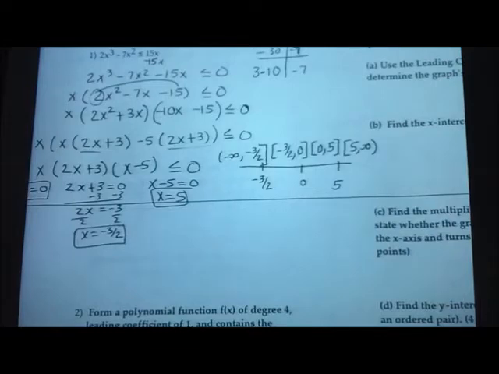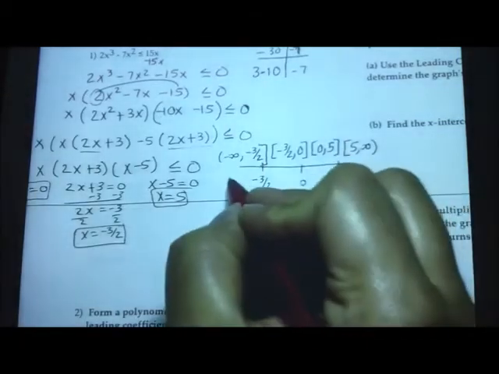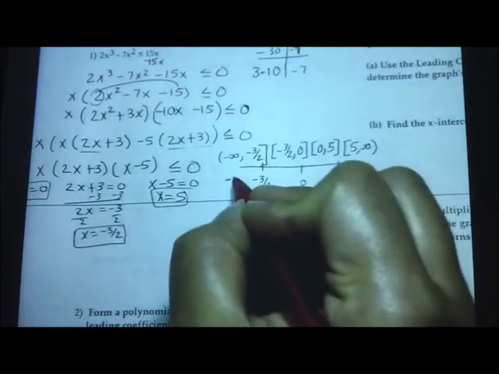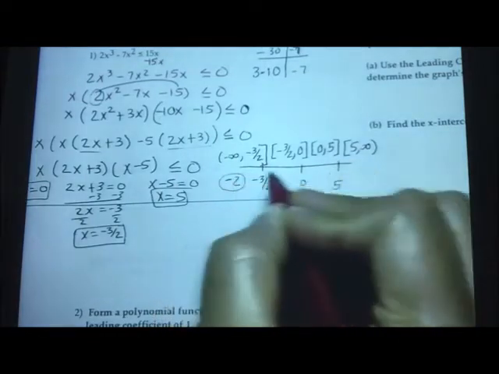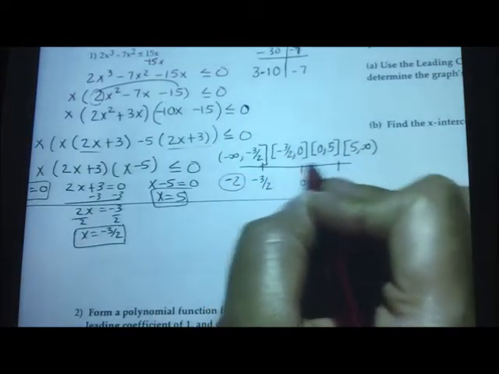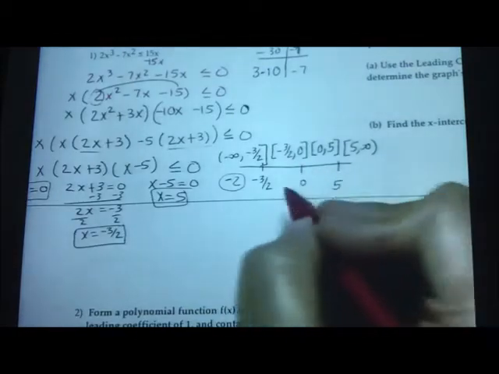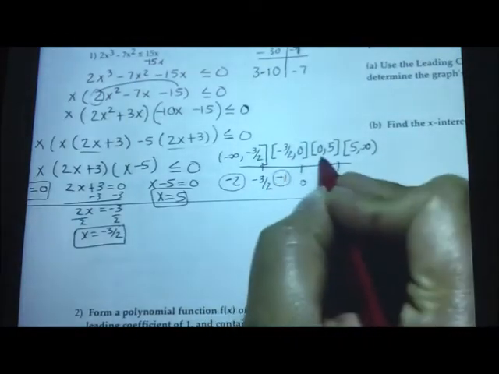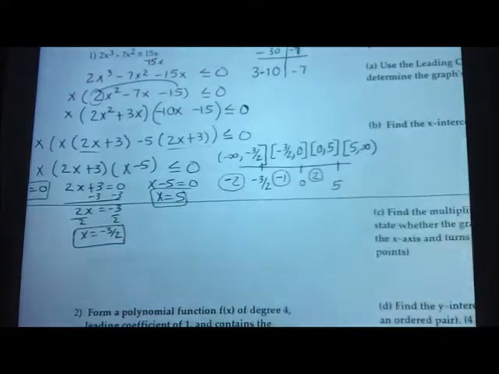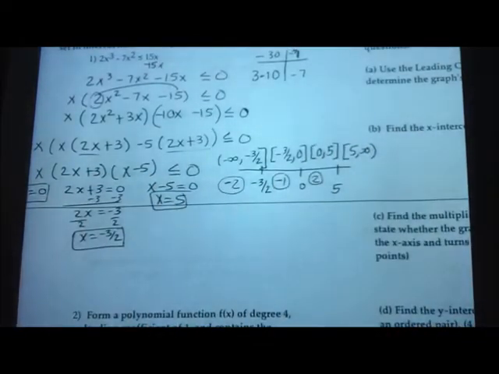So I need to pick a test point for each one, correct? So from negative infinity to negative 3 over 2, what would be the easiest point to use there? Negative 2. So I'm going to pick a negative 2 for that one. How about between negative 3/2 and 0? Negative 1. How about between 0 and 5? 2, that's fine, or 1. And what about 5 to infinity? A 6.